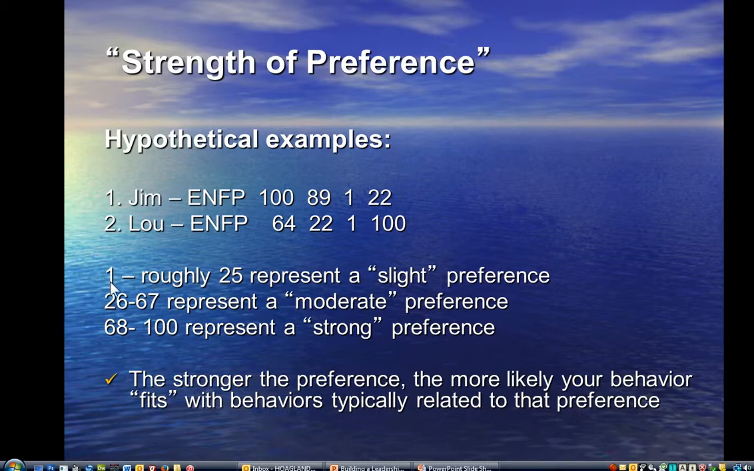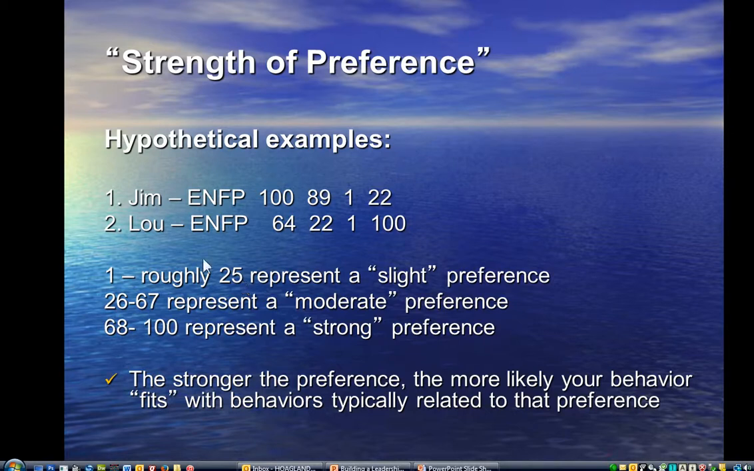If you have a 1 to roughly 25, that means you have a slight preference for one over the other. So if you had a 1 in extroversion, that means you slightly prefer extroversion to introversion. A 26 to 67 number represents a moderate preference, or a medium level preference for action. And 68 to 100 represents a strong preference.